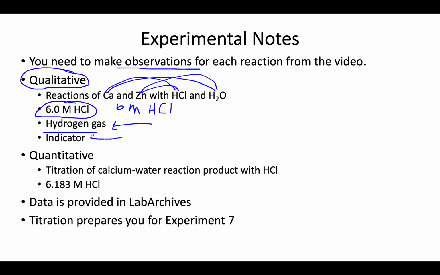The indicator will also tell you if the solution is basic, if it goes pink. So you're looking at an indicator to see, do we have some bases being formed as products? So that's the first part, qualitative. The second part is the quantitative piece. You're taking the specific reaction of calcium and water, and you're assuming you don't know what forms.